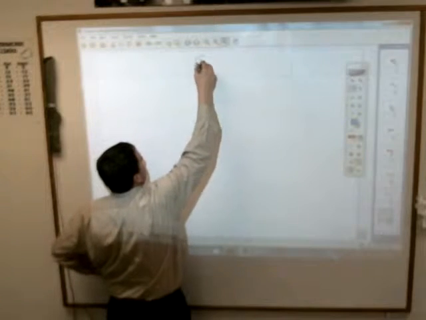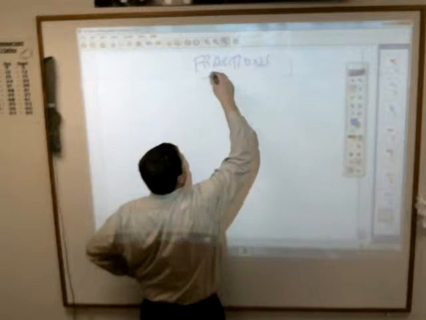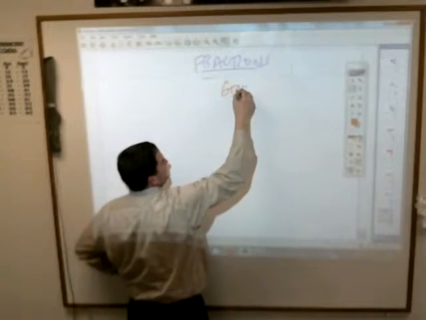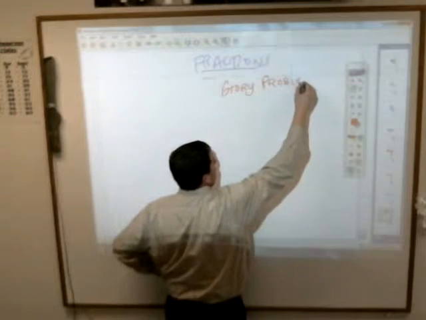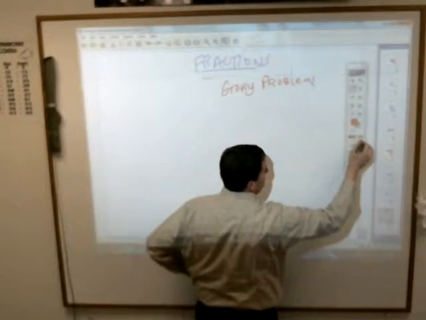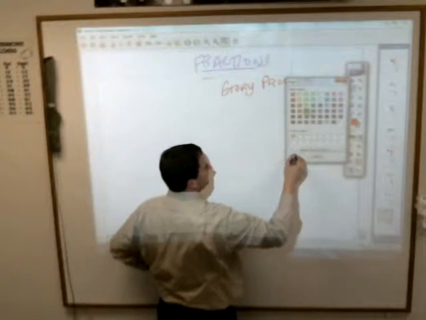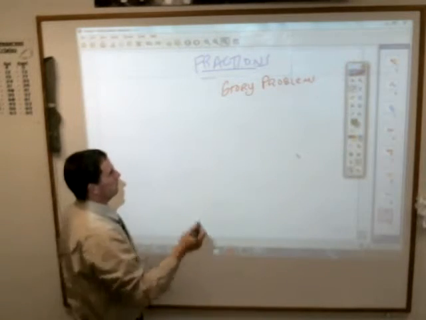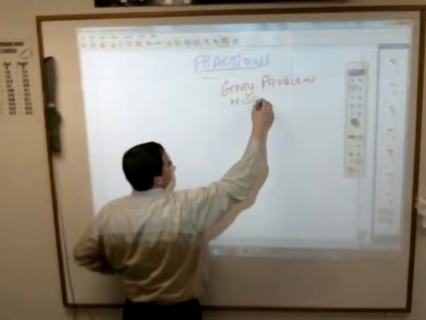So the title, supertitle, is fractions. Subtitle is story problems. The main point of what you're getting at today is that in these story problems, you're going to be missing information, but you can figure it out if you just do it right there. Missing info.